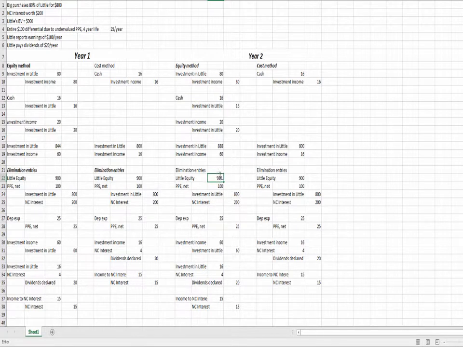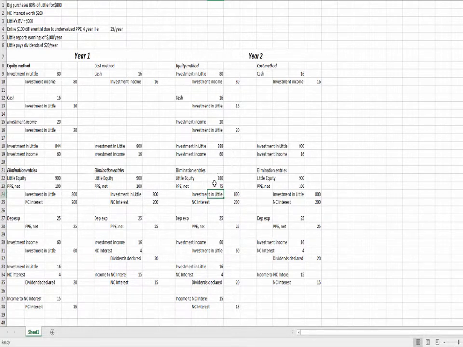Again, last year was $900. We would add Little's reported earnings. We would subtract Little's reported dividends. So Little's equity is up to $980. Property, plant, equipment net has been amortized partially. That's now down to $75.